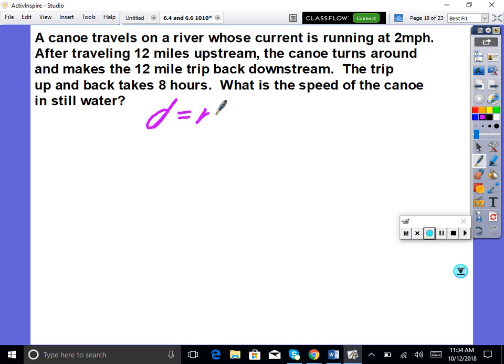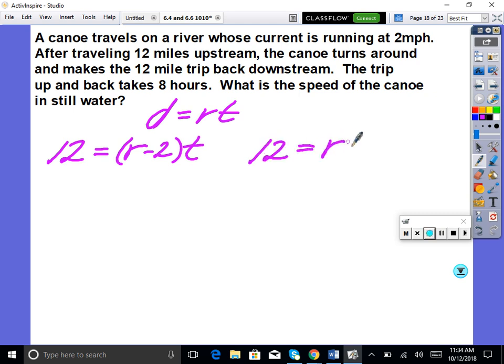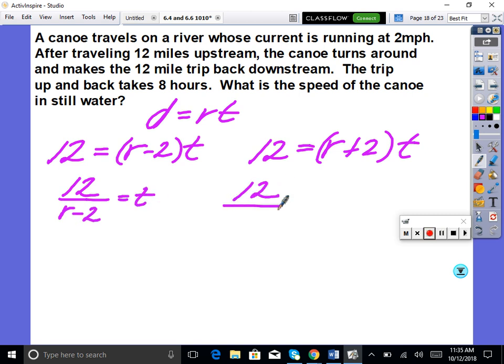So you'd say distance equals rate times time. Okay, what's the distance on the travel there? 12. Our rate is? We don't know the rate, right? R minus 2, because upstream would be water pushing against us, and we don't know the time it took to get there. Then our distance on the way back is 12. Our rate is now going to be r plus 2 pushing us, and we don't know our time. So the time for this one would be 12 over r minus 2. The time for this one would be 12 over r plus 2.